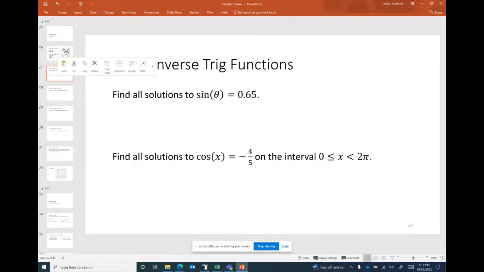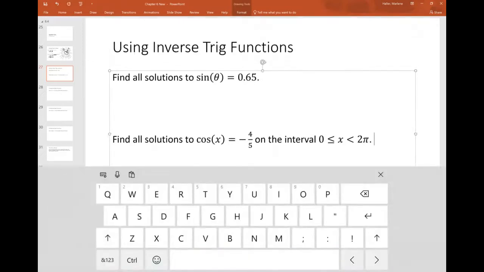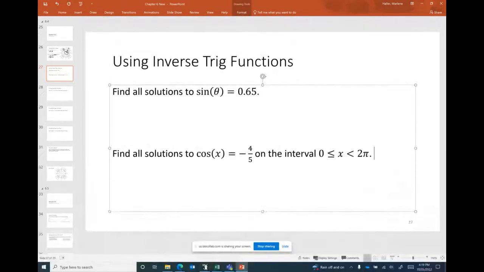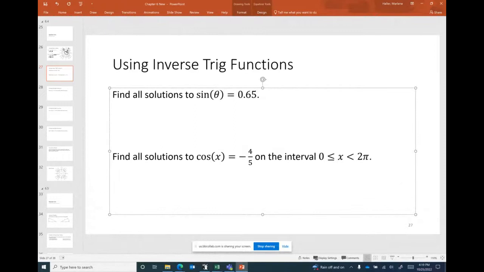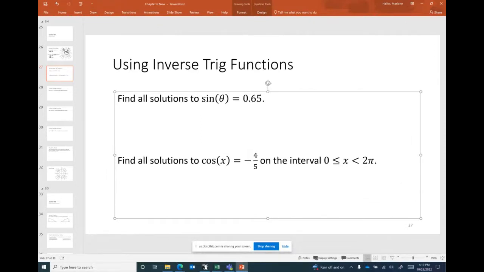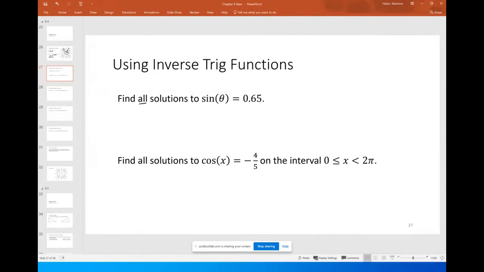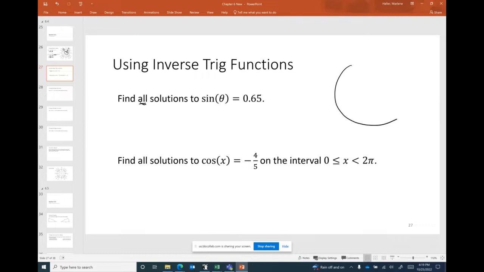All right, let's look at another example. This one wants us to find all the solutions to the sine of theta equals 0.65. Again, we want to find all the values, all the angles that have a sine of 0.65. Well, let's look at a diagram, or let's draw ourselves a unit circle.